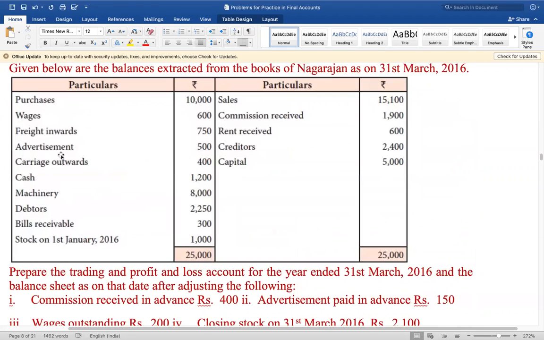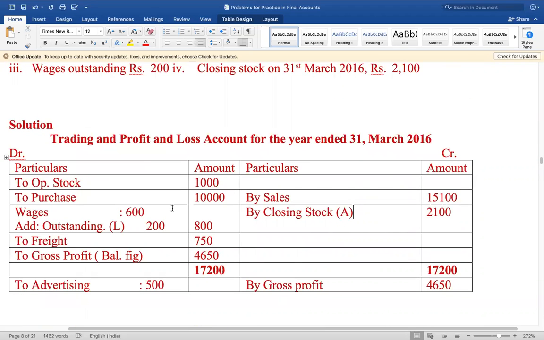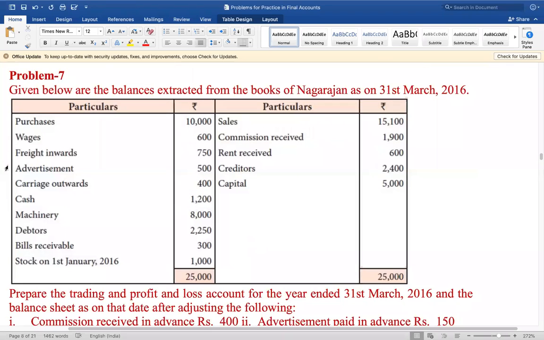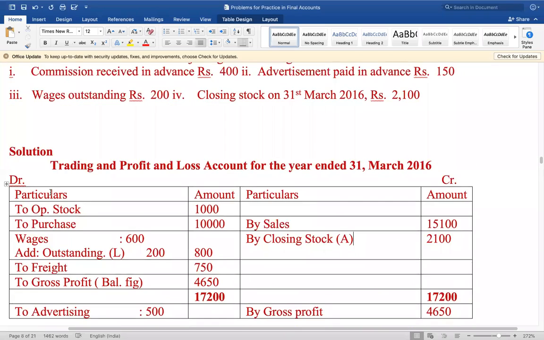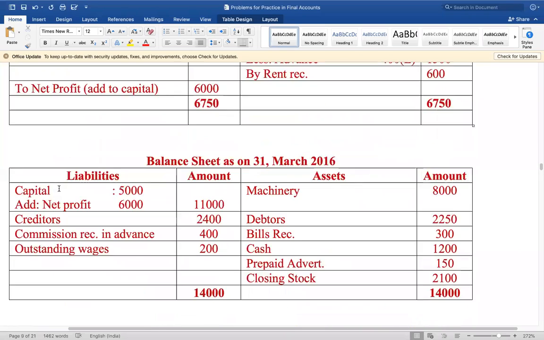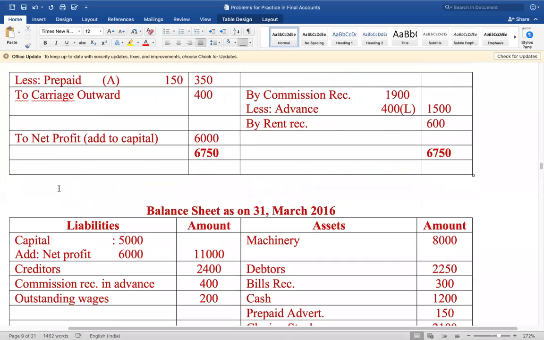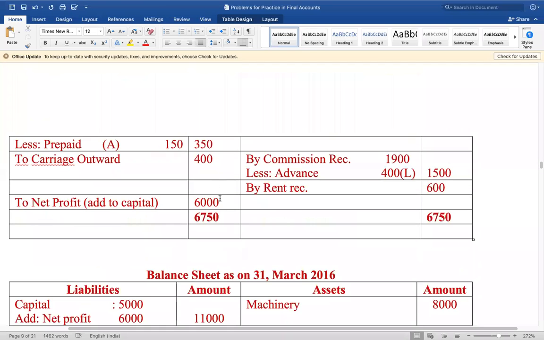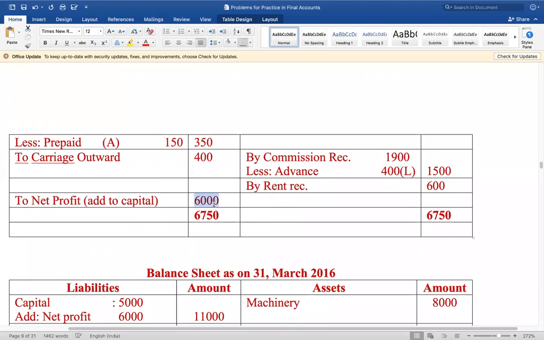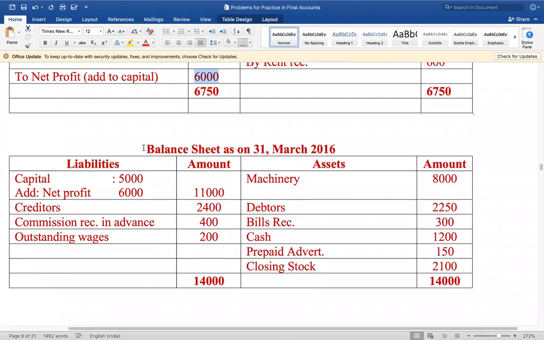Right. First, we'll take assets and liabilities from here. Then whatever we have marked as assets and liabilities, we will pick up from here. So we are going with order of permanency. The difference is a net profit of 6,000. Now this net profit will go to the balance sheet.